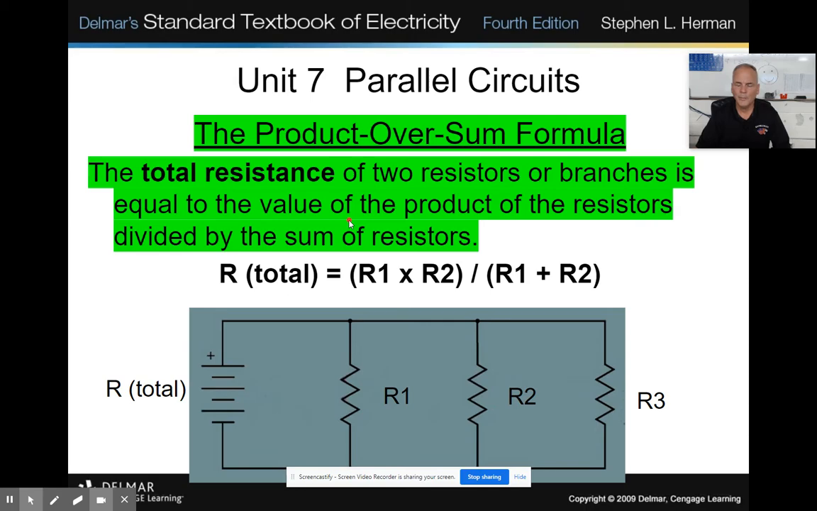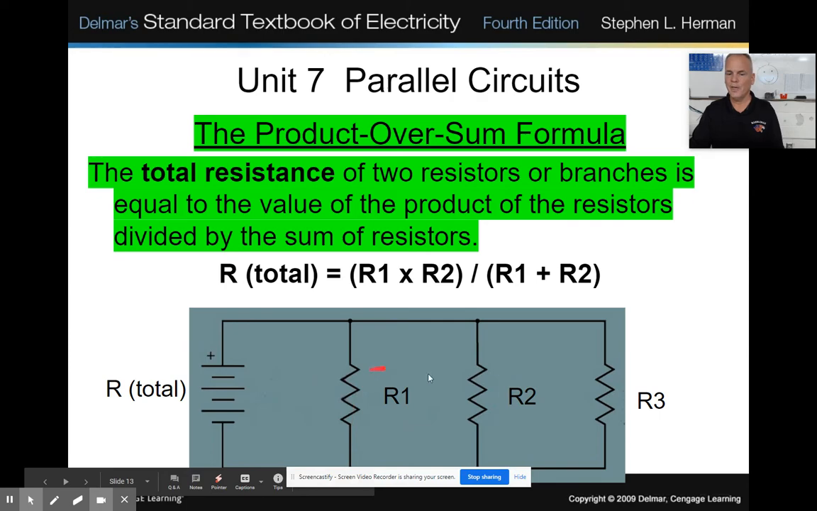Product over the sum. Here they would be taking R1 and R2 and figuring out the total value of that, and then they'd take the equivalent or combined value of R1 and R2 and use the same formula to use that one with 3.